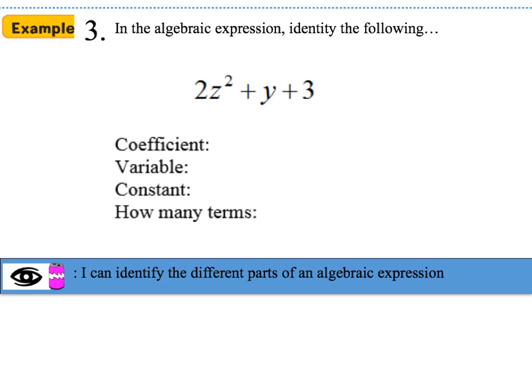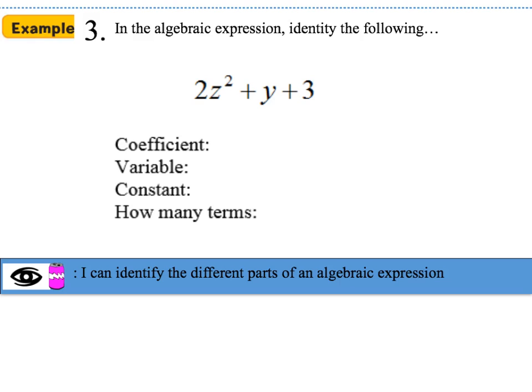So in example 3, it says, in the algebraic expression, identify the following. And we know that this is an algebraic expression because it has numbers, it has variables, and it has operation signs. So our job is to identify the different parts of this algebraic expression. So let's start off with the coefficient. Remember, the coefficient is the number that is being multiplied by the variable. Or you can think of it as the number in front of the variable.